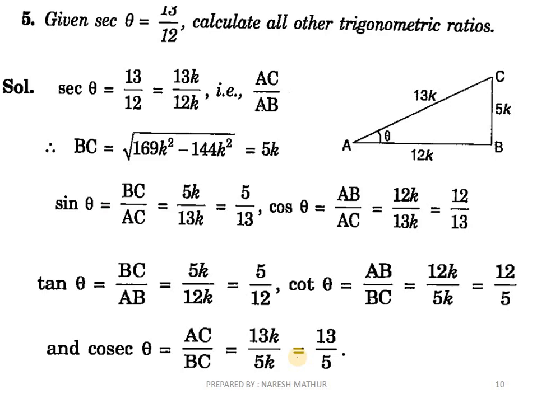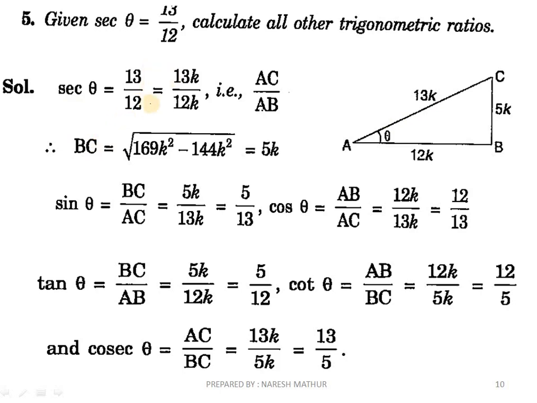Now the next one, sir. We are given sec theta equals 13 by 12. 13 by 12 means hypotenuse upon base is given. We need to calculate all the other trigonometric ratios. Now this is a common question, and if you are able to do this question, you can do the rest of the questions also, because in this type of question we are using the same concept of Pythagoras.